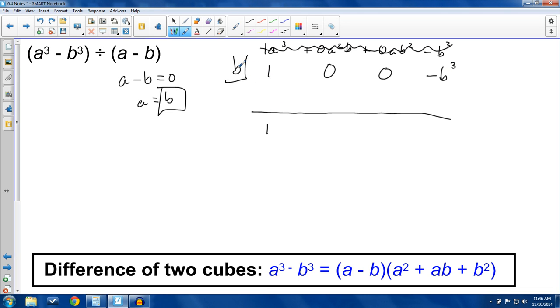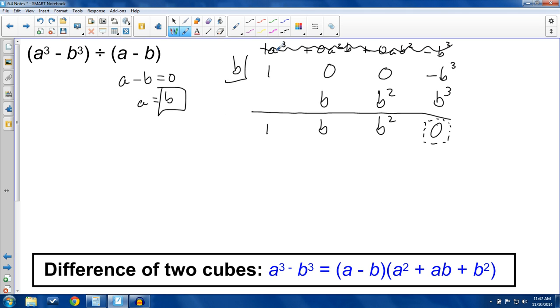1 plus nothing is 1. B times 1 is b. There. Add, you get b right here. B times b is b squared. You add, you get b squared. B times b squared is b cubed. Negative b cubed plus b cubed is 0. So here's your remainder. And then you're left with this stuff.